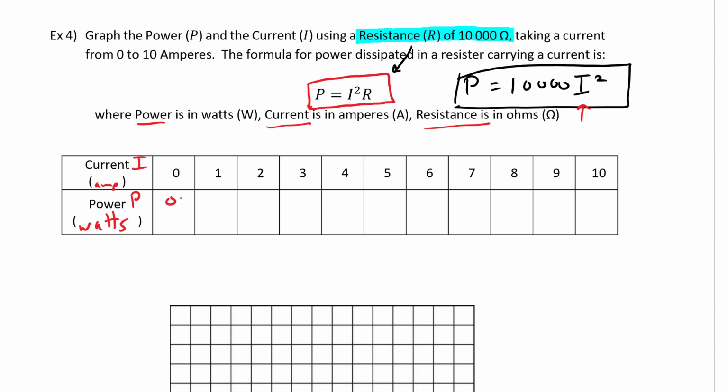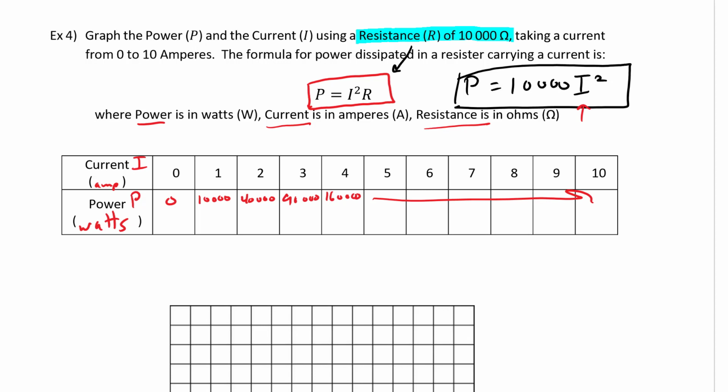Plug in 1 for I. 1 squared is just 1. This gives me 10,000. Moving forward, 40,000, 90,000, 160,000, and so on across the board. I'm not going to fill these all out because there's an easier way to do this.